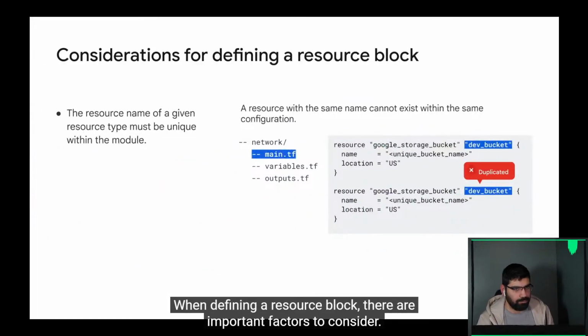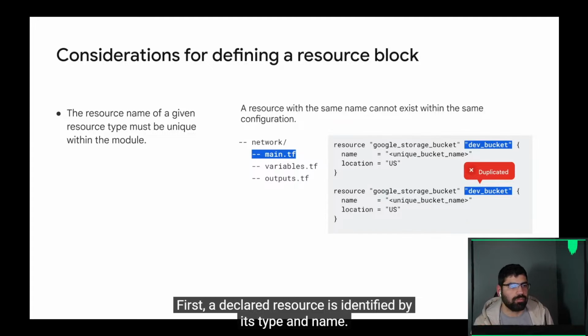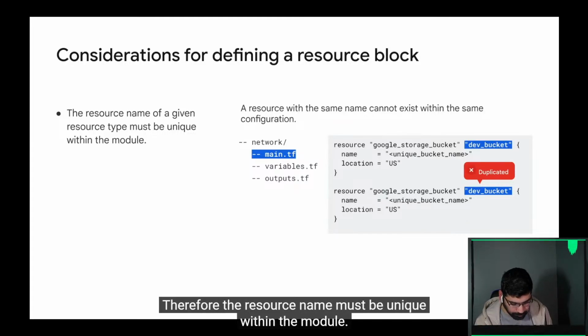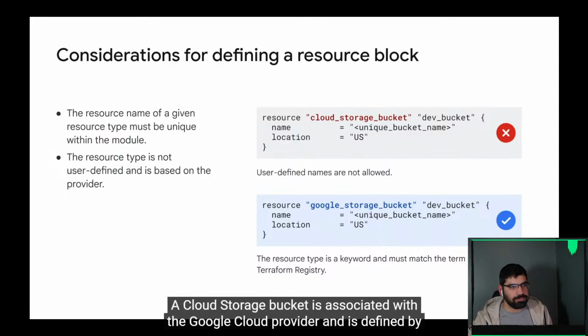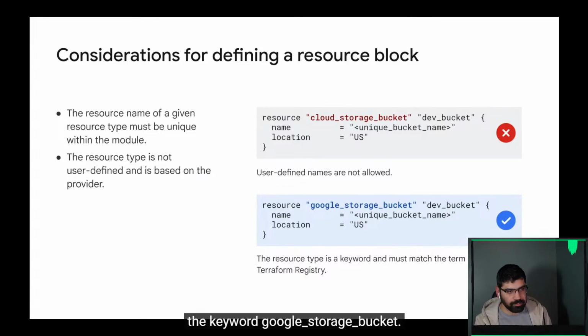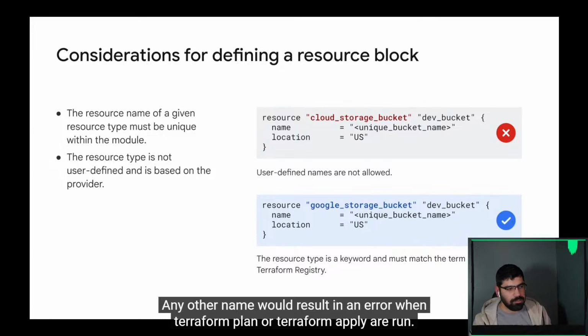When defining a resource block, there are important factors to consider. First, a declared resource is identified by its type and name. Therefore, the resource name must be unique within the module. The resource type is a keyword associated with the provider and cannot be user defined. A cloud storage bucket is associated with the Google Cloud provider and is defined by the keyword google_storage_bucket. Any other name would result in an error when terraform plan or terraform apply are run.